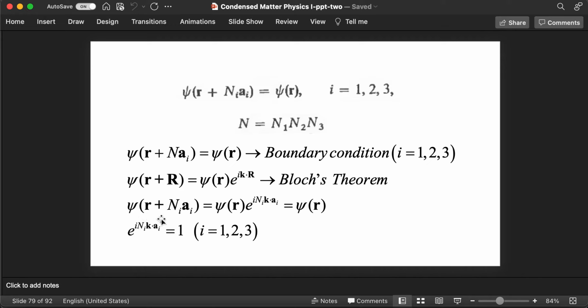this psi of r plus n_i a_i, and this essentially is psi of r itself. You can just pause the video and write it down for a moment and see. If I combine these two, I should be able to write this, and that immediately gives me this condition. So this has to be 1. Please pause the video, write it down yourself and see.